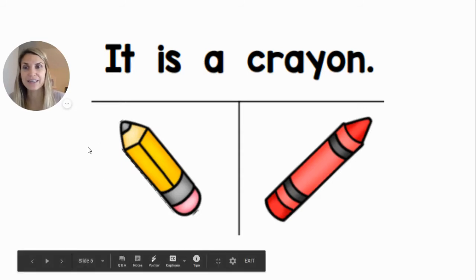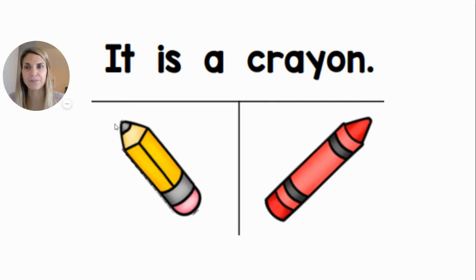Let's read. This time it doesn't have the dots, but that's okay. We can still point to each word and read it. It is, I'm going to pause. I have a word, and it could be a pencil or it could be a crayon. So let's think for a second. What does pencil begin with? What's the first sound in the word pencil?